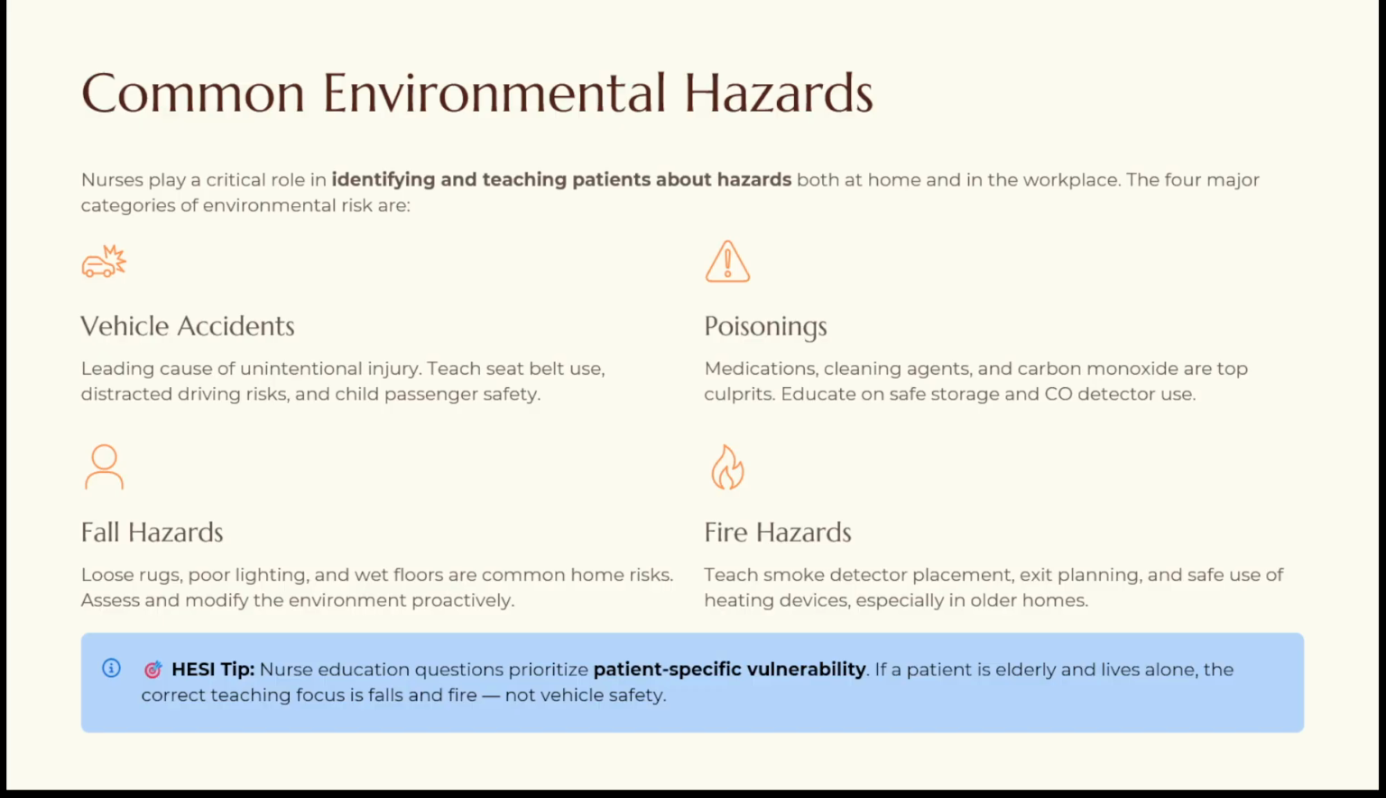So, let's take an older adult living alone. They may require focused teaching on fall prevention, smoke detector safety, and safe medication storage. Some of the hazards that we should assess for are loose rugs, poor lighting, clutter, and unsafe heating devices. For HESI, prioritize teaching based on the patient's greatest safety risks.